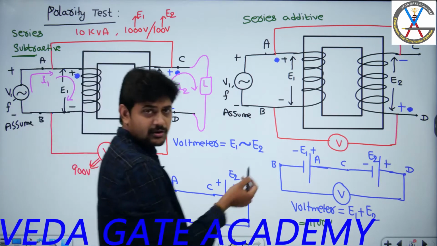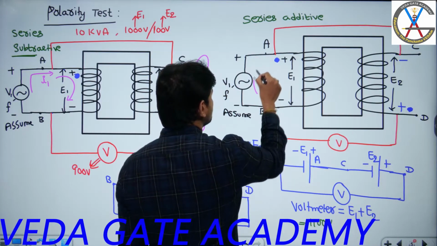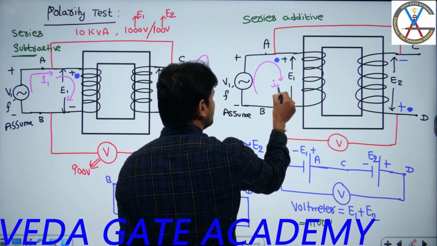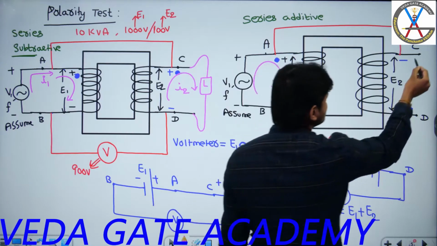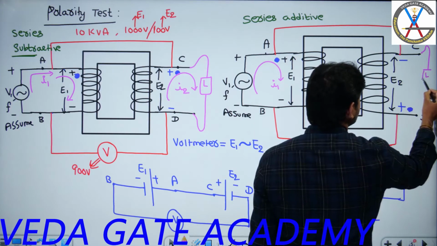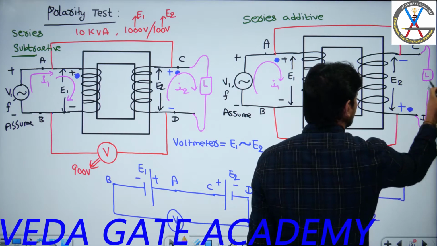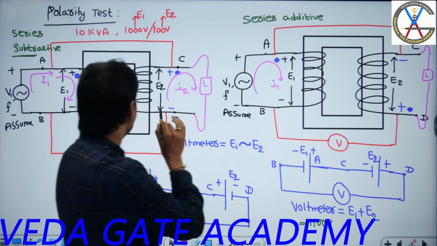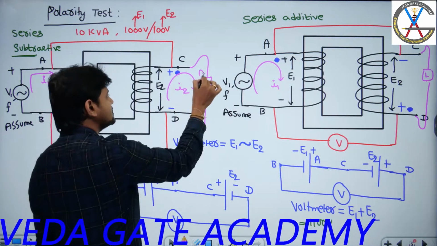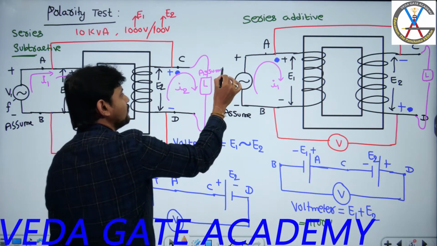Now if you observe the second case, as it is a source, the direction of the current in the primary winding is in this fashion. And if I assume this is connected to a load, actually we are not going to connect the load during the polarity test, but assume it is connected to a load, then what will happen?